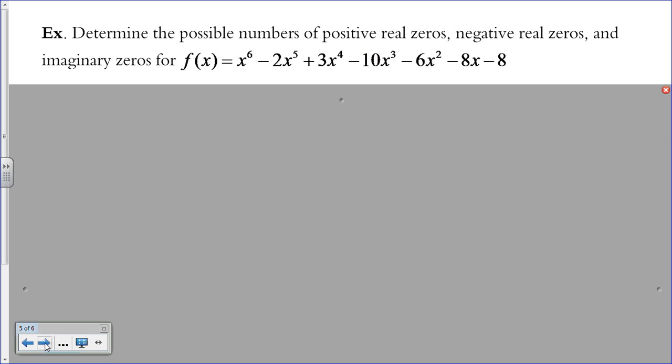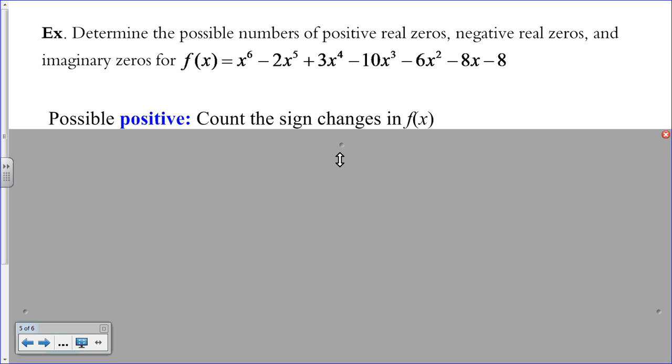Determine the possible numbers of positive real zeros, negative real zeros, and imaginary zeros for this function. So the function is x to the 6th power. We know there are 6 solutions altogether, but some might be imaginary and some might be real. And within the real category, some might be positive, some might be negative. So first let's figure out the number of possible positive real zeros.